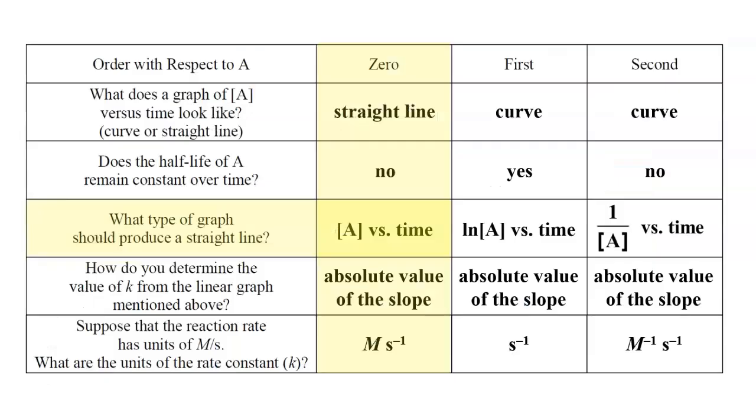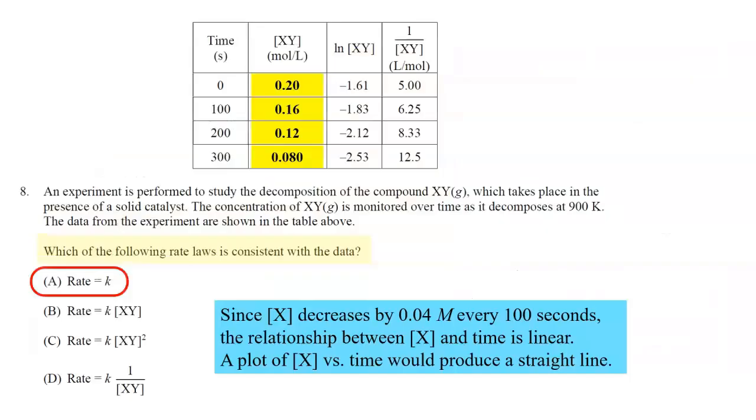So if the graph or the plot of concentration versus time is linear, then it's going to be zero order kinetics. That would be rate equals k times the concentration of XY to the 0 power. But since anything raised to the 0 power is 1, a zero order rate law looks like this. Rate equals k. So the correct answer to question 8 is choice A because it's a zero order rate law.